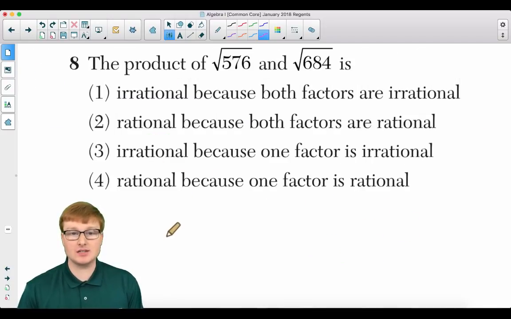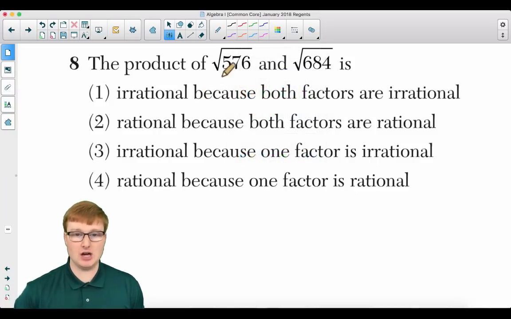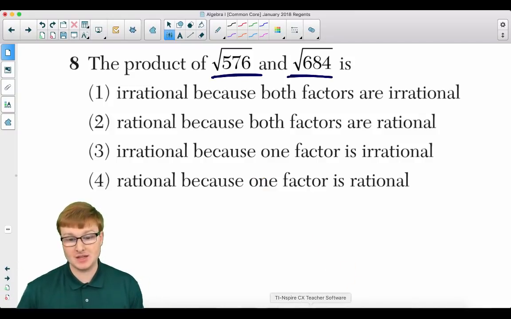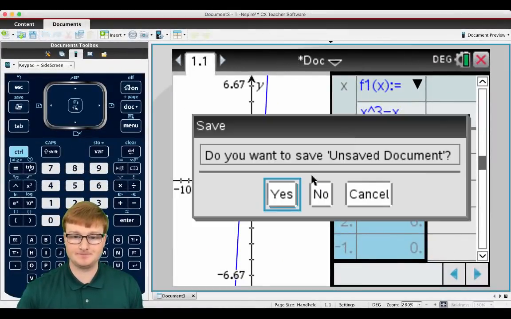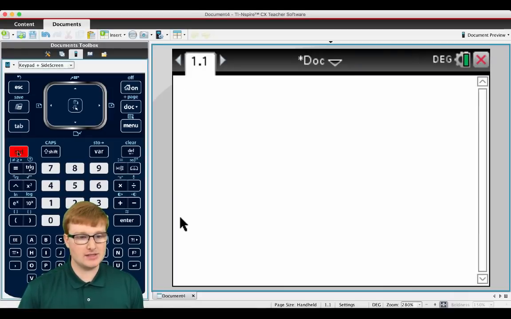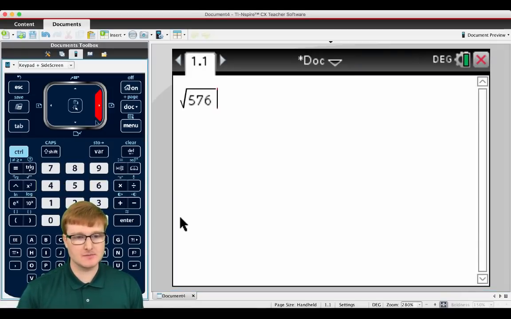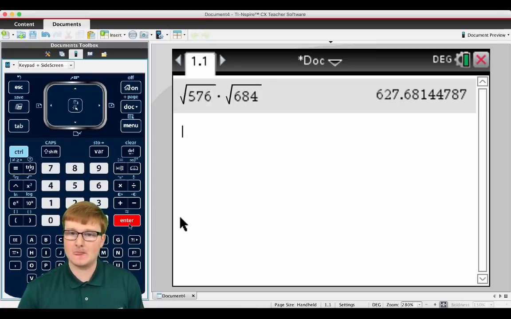Moving on to number 8. The product of the square root of 576 and the square root of 684 is what? So the best thing that you could possibly do to get this question right, honestly, is to multiply these in the calculator and see what you get. So I'm going to go to my graphing calculator and type in the square root of 576 times the square root of 684.